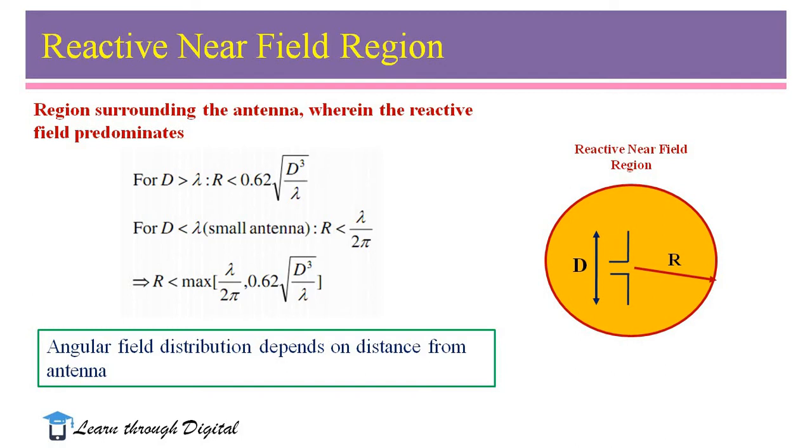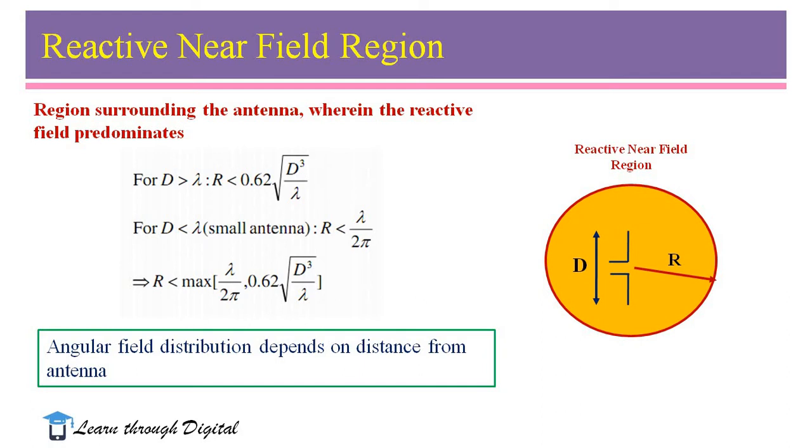The boundary of the region is commonly taken at a distance R equal to 0.62 root of D cube by lambda. For a small dipole or equivalent radiator, the boundary is taken as lambda by 2 pi. In this region, the angular field distribution depends on distance from the antenna.